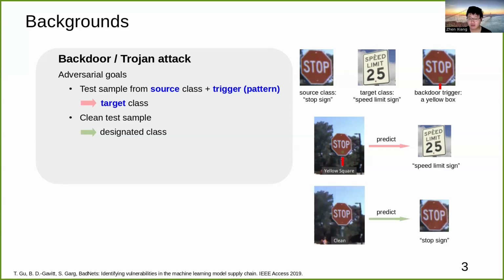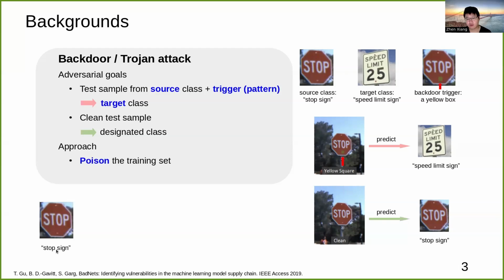And the second adversarial goal says that for clean stop signs without this yellow box, let's just correctly recognize them. And this second goal makes backdoor attack very stealthy because it will not be easily detected, for example, using validation accuracy. In many cases, backdoor attacks are launched by poisoning the training set of the model.